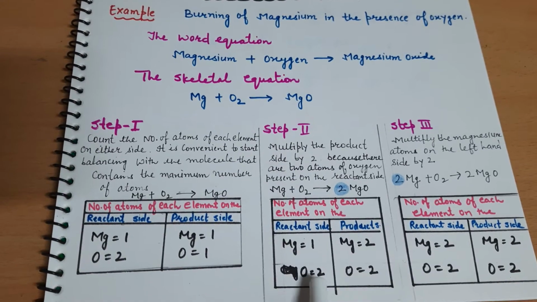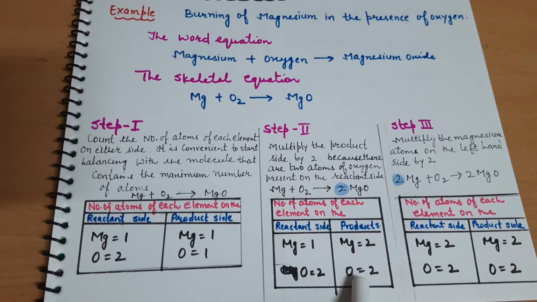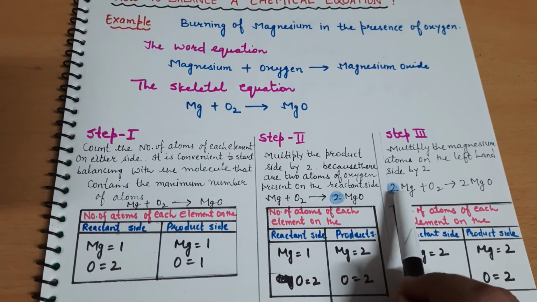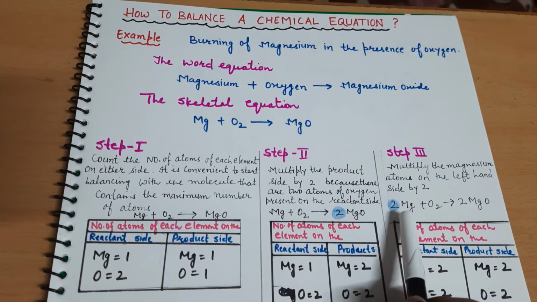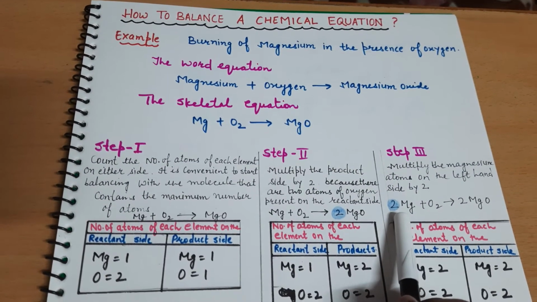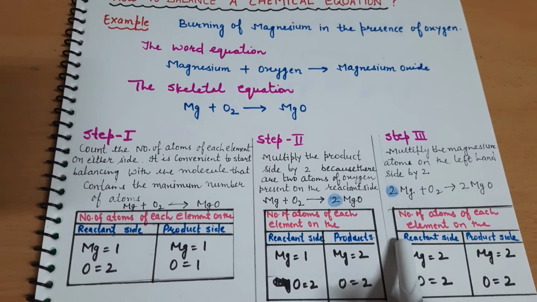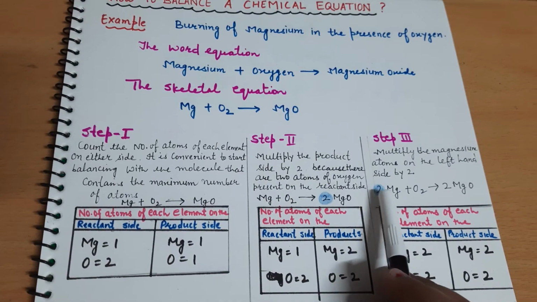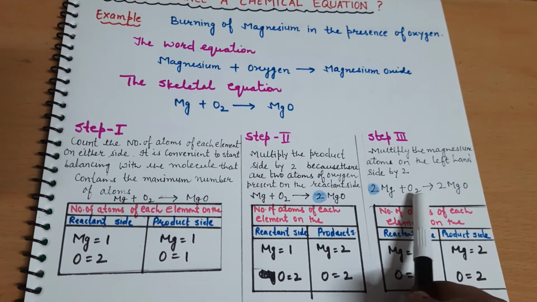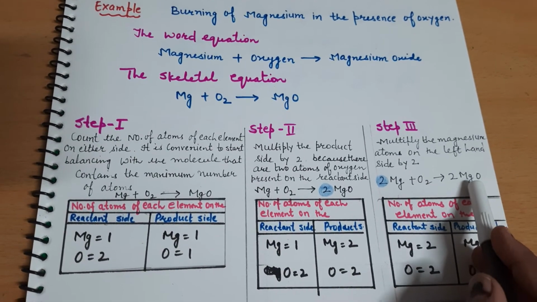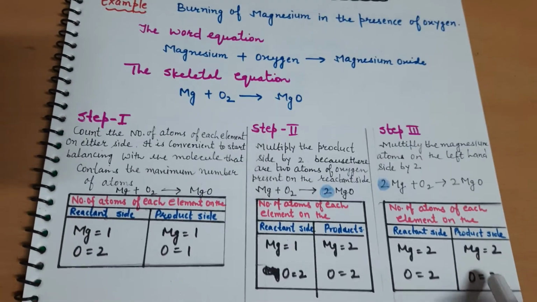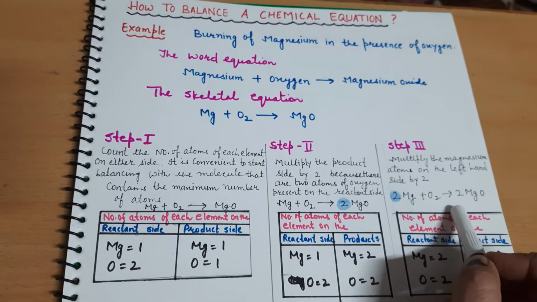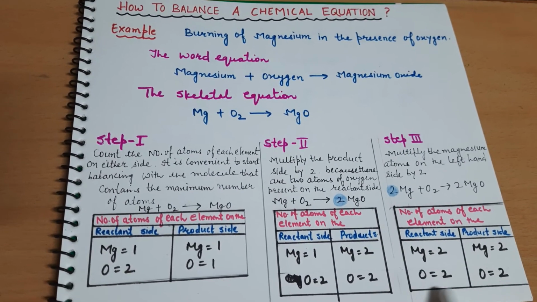Okay, so oxygen is balanced on both sides, on the reactant as well as the product side, but now we have to balance the magnesium atoms. So in the third step, I will multiply the magnesium atom on the left hand side by 2. On multiplying it on the left hand side by 2, you can see the number of atoms on the reactant side of each element: magnesium is 2 atoms, and oxygen also has 2 atoms. In magnesium oxide on the product side you can see 2 magnesium and 2 oxygen. Okay, so in this way this equation is the balanced equation, because the number of atoms on both sides, reactant and product, is equal.